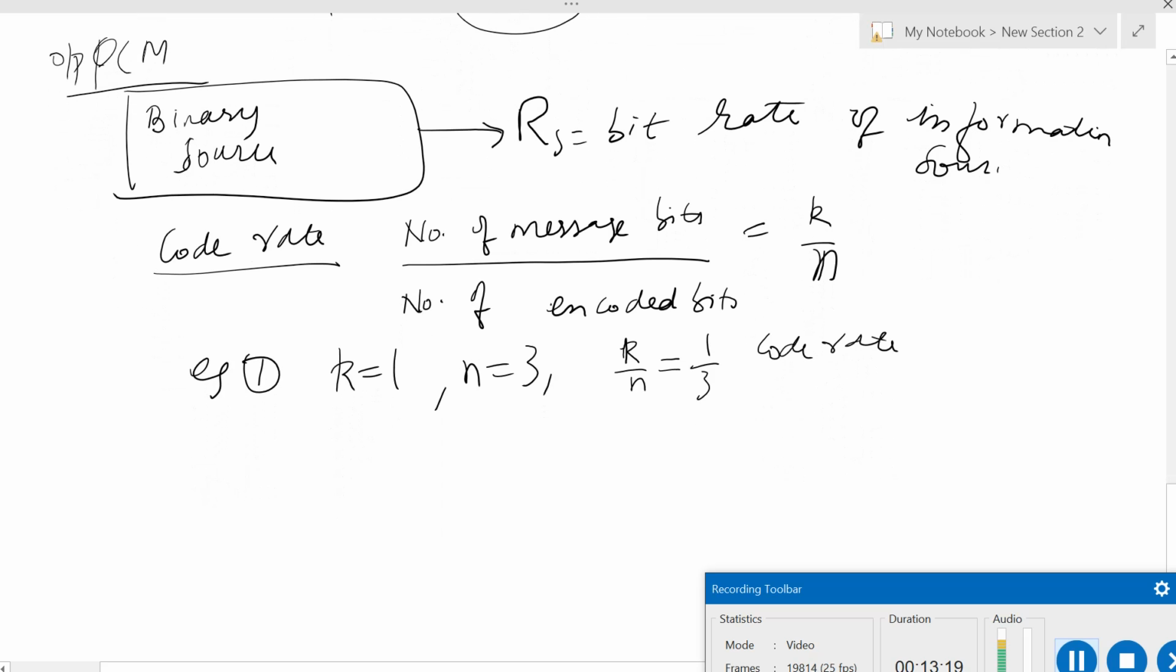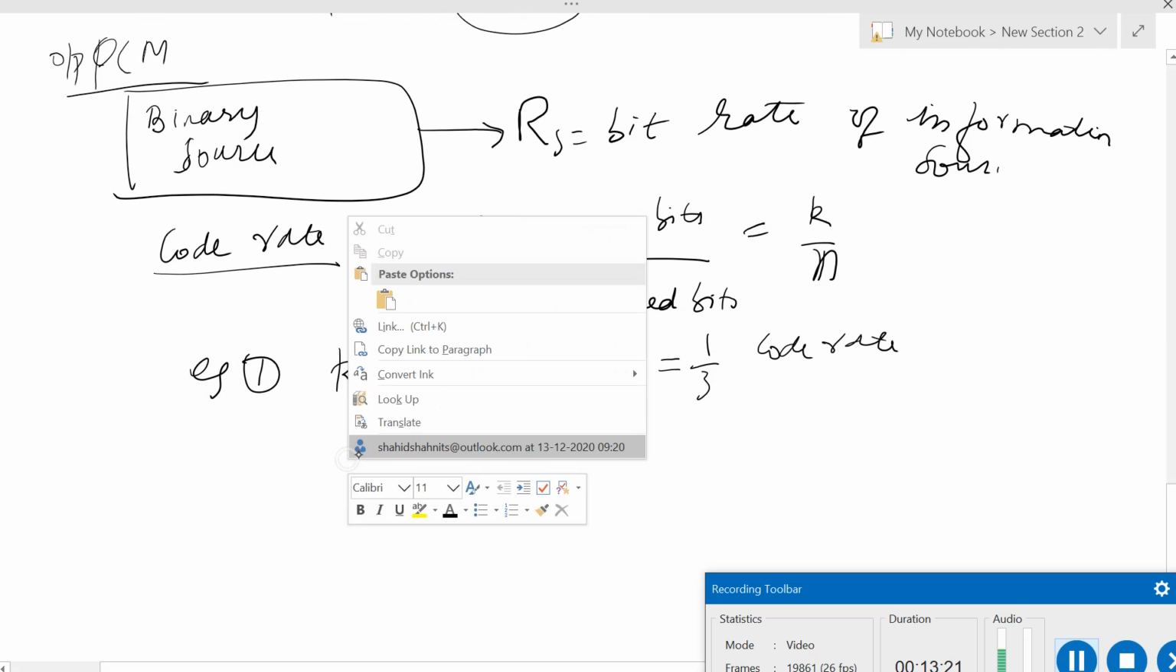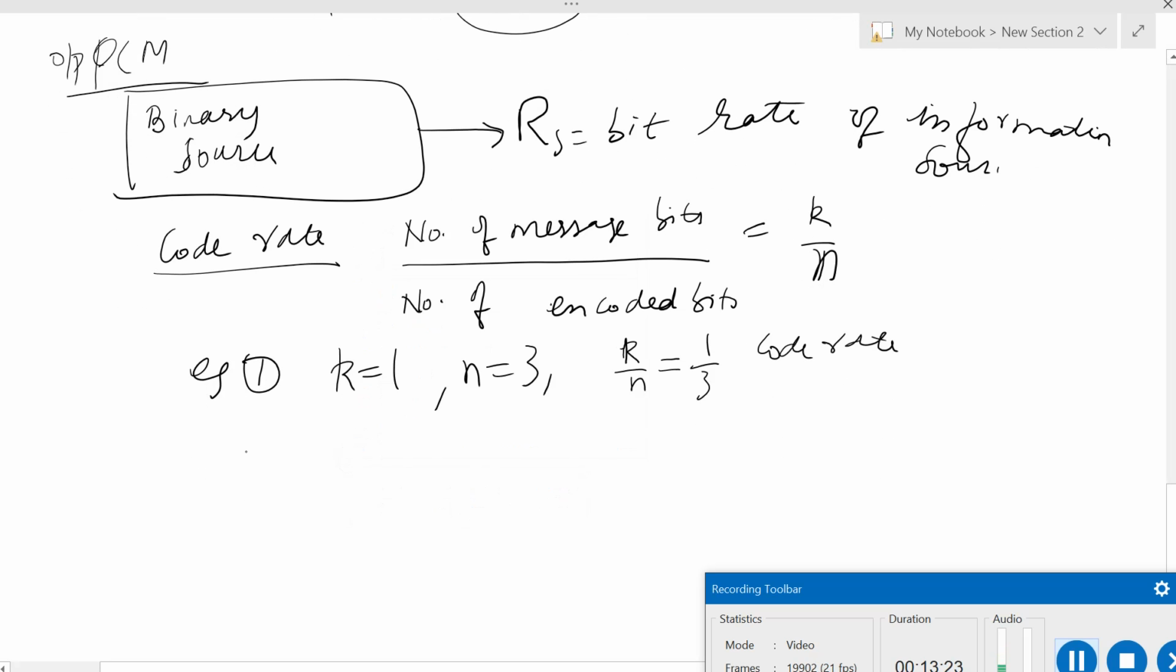So what is the overall rate? The overall encoder rate will be R_S divided by k by n. This we call R naught, or n over k times R_S.